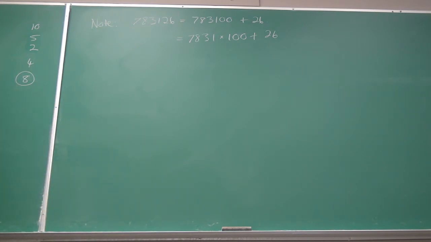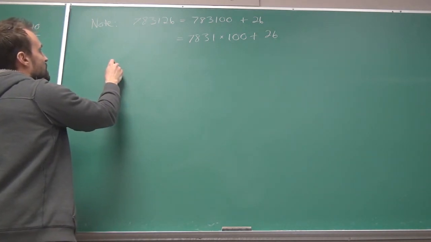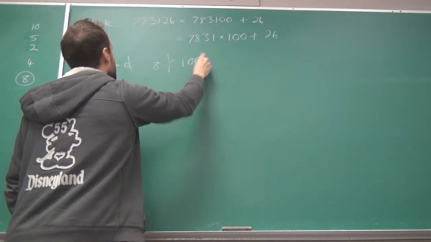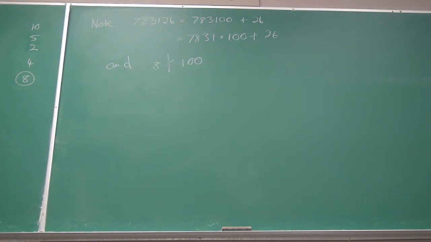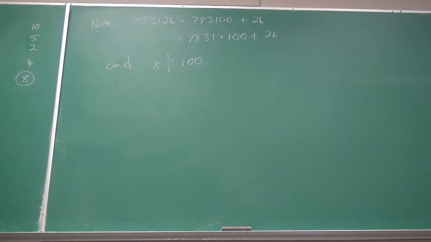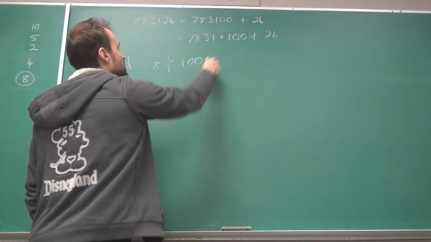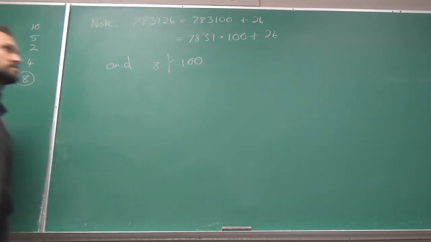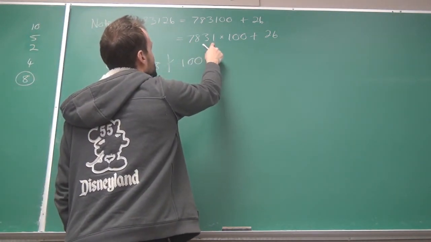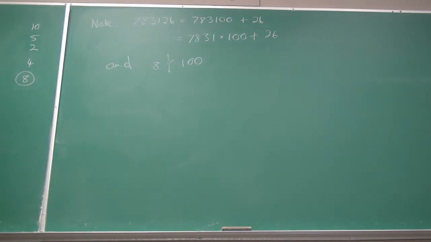But if I'm looking at 8, it does not divide into 100 like 4 did. So it's not going to be exactly the same, unfortunately. Sometimes I'll have a number that is divisible by 8, sometimes I won't. This doesn't necessarily work in exactly the same way because 8 doesn't necessarily divide into 100. It could still divide into the whole number because this might be very convenient, but not because of the 100.